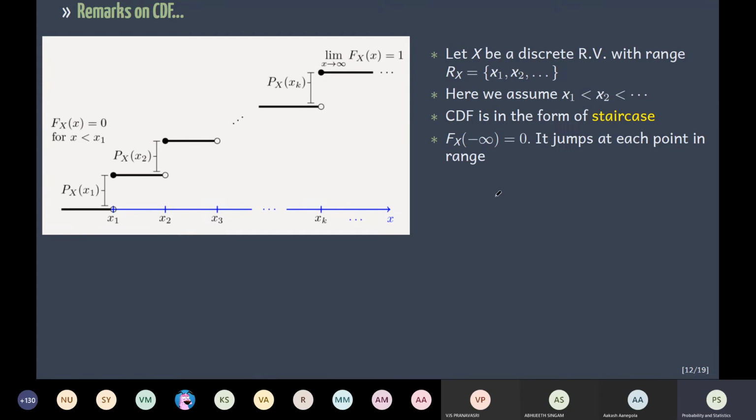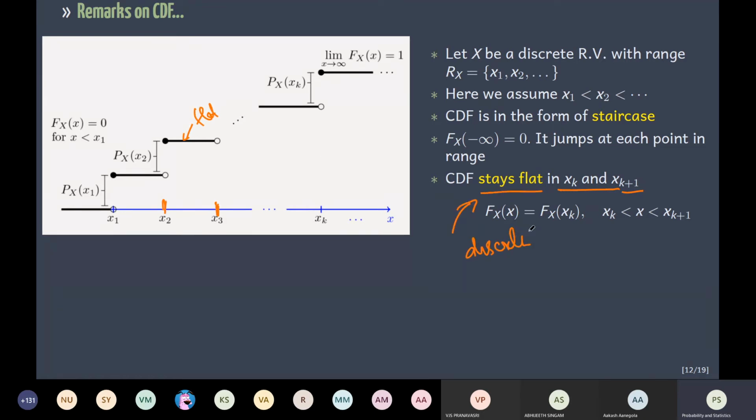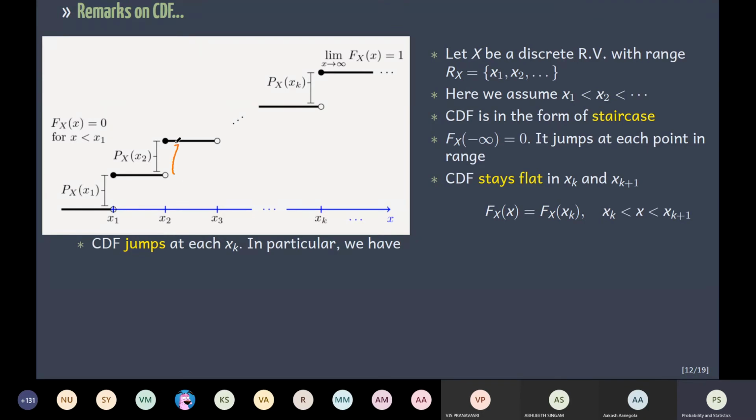And the probability of x at minus infinity is 0, and the CDF stays flat between xk and xk+1. So that's what we know. So this is some xk and this is some xk+1. So here it is flat. And this is true in the discrete case. Right now we are talking about the discrete case; the continuous case I will define shortly. And then the CDF jumps at each xk. So at this xk the CDF jumps, and similarly it will jump here and so on.